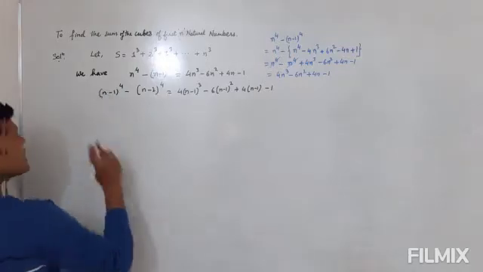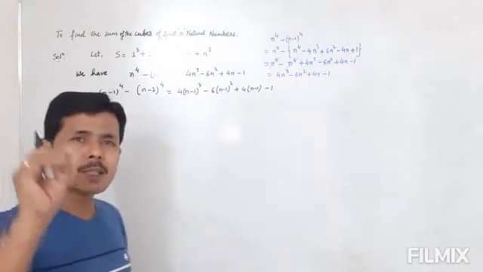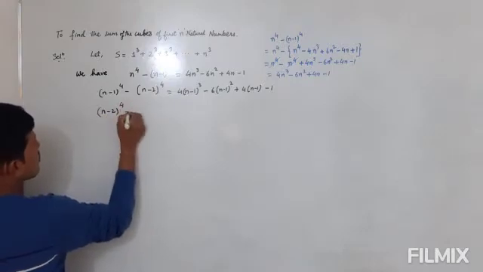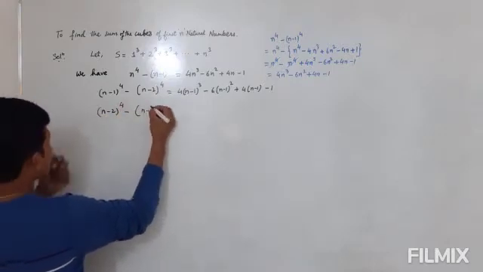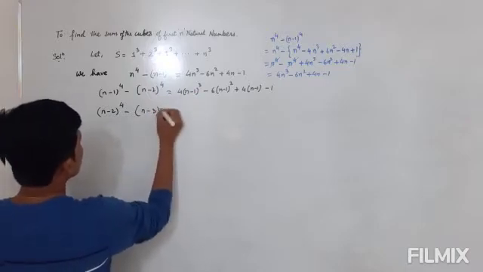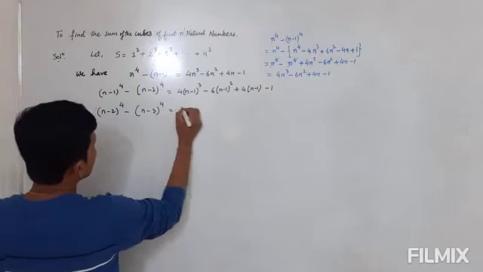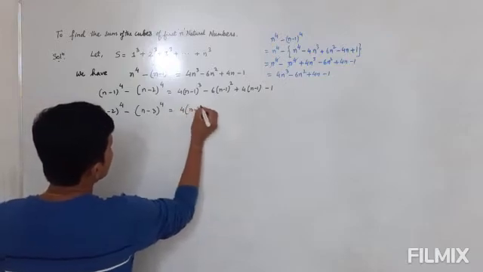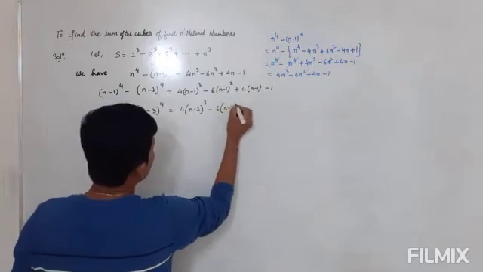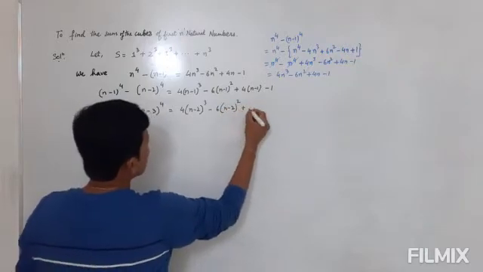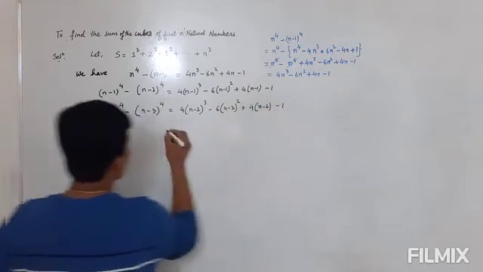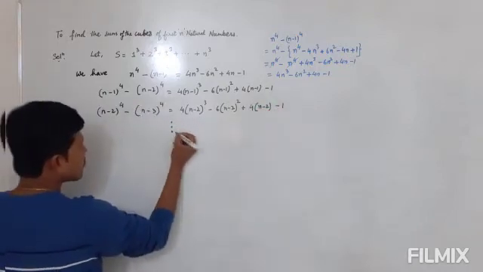Again I am going to replace n by n minus 2. So I will have over here (n minus 2) whole to the power 4 minus (n minus 3) whole to the power 4. This is 4 times (n minus 2) whole cube minus 6 times (n minus 2) whole square plus 4 times (n minus 2) minus 1, and so on.